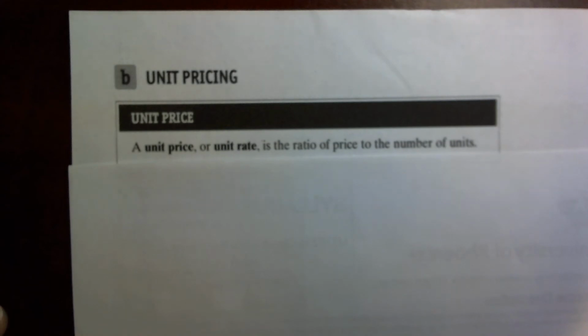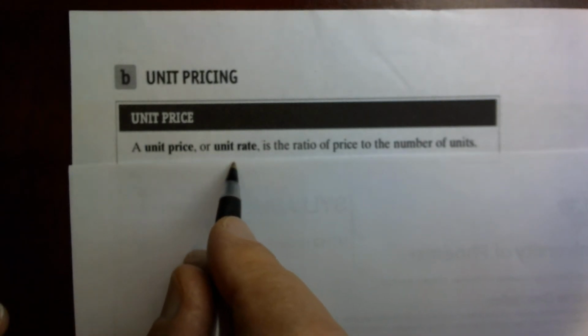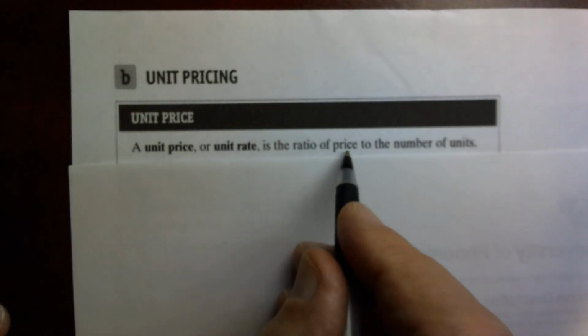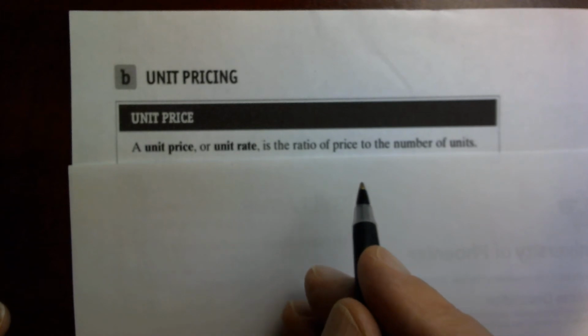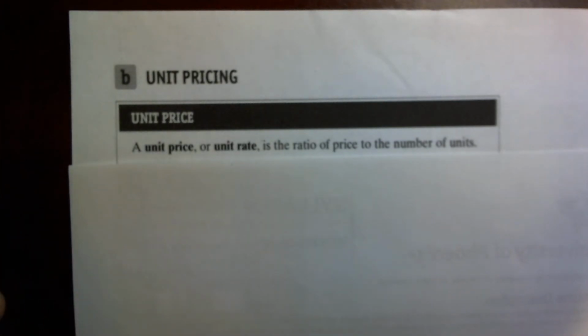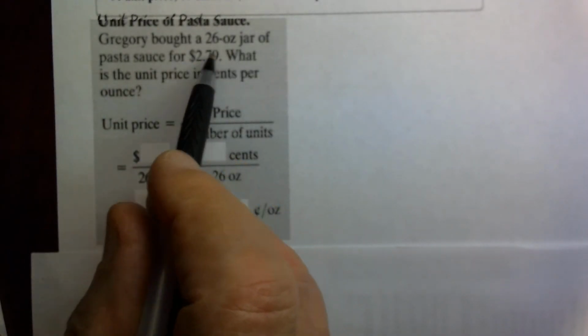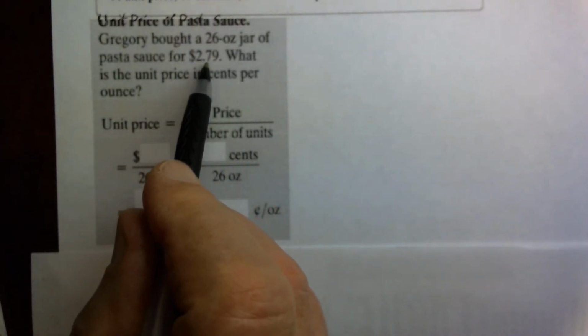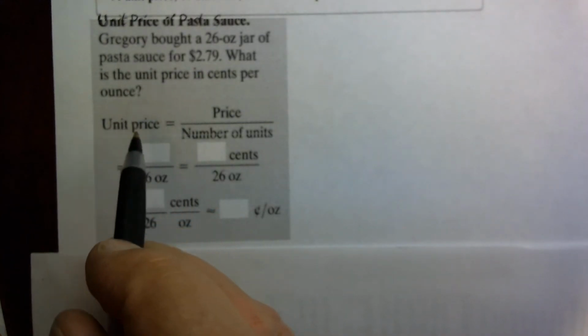Next, we talk about unit pricing. And so here's the definition. A unit price or unit rate is a ratio of price to the number of units. So in a way, it's self-explanatory. But that's the official definition. So here's an example where someone bought a 26-ounce jar of pasta sauce for $2.79. What is the unit price in cents per ounce?